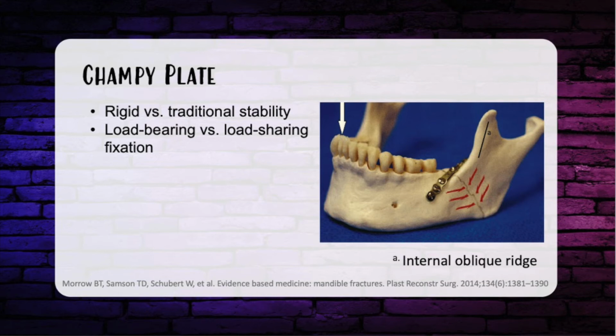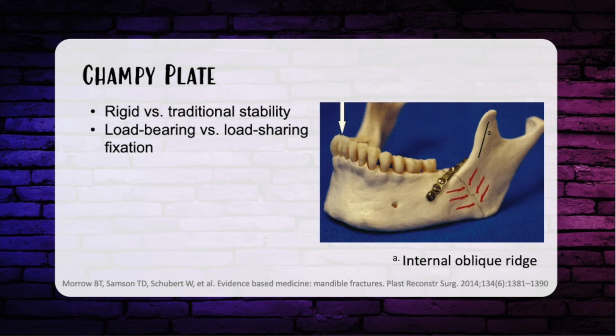But no fixation system is going to give you that absolute stability in all planes in a dynamic area like the mandible. So the second type of fixation, which is called traditional or functional fixation, has some micromotion at the fracture site, but it doesn't impair healing. So you'll have secondary healing with callus formation. And then there's two other types of fixation in terms of load bearing and load sharing.